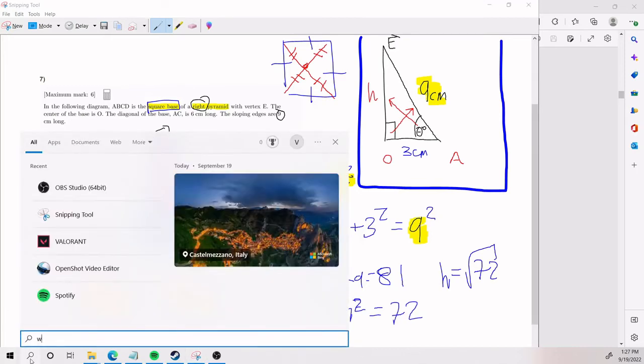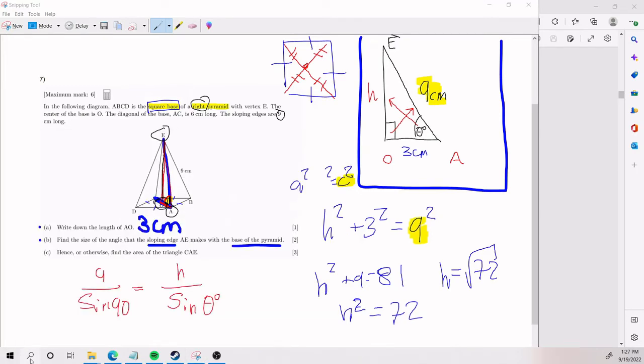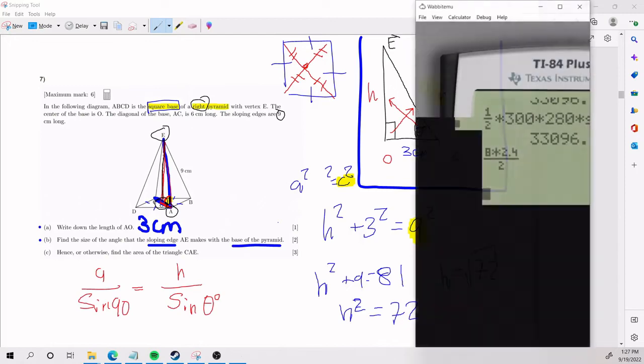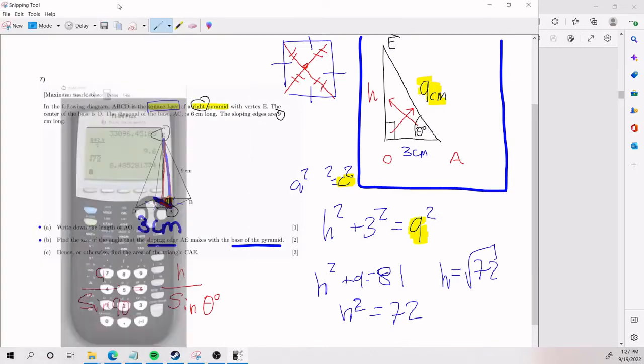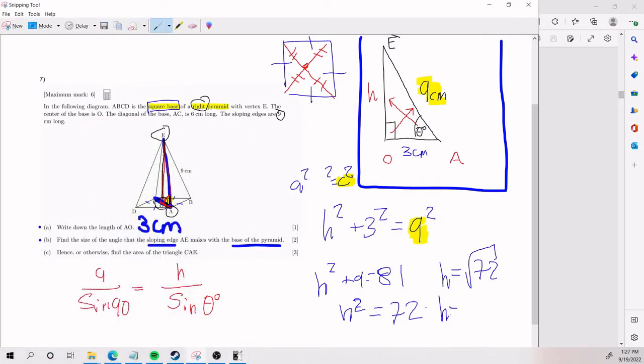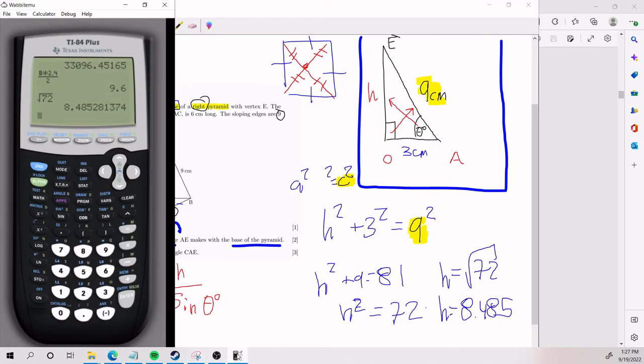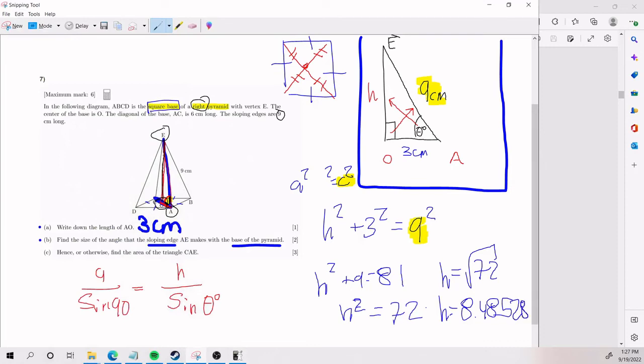Let us check with our trusty rusty calculator how much that is. All right, so, boom, 8.485. I'll put a couple more just in case. See? All right, that's my height. So now I can plug in that height over here, which we said was 8.48528. And now I only have one variable, ¿cierto?